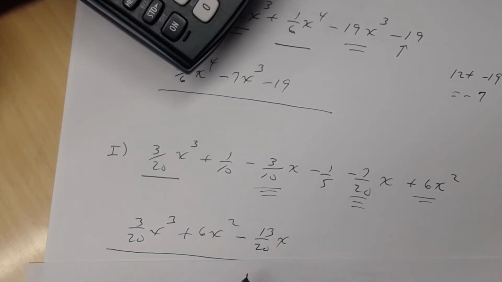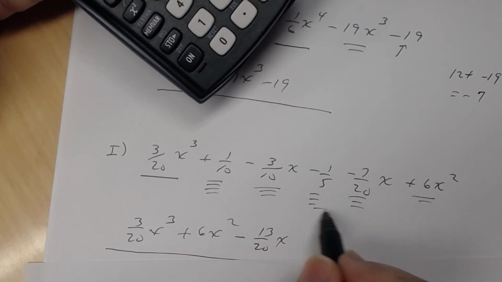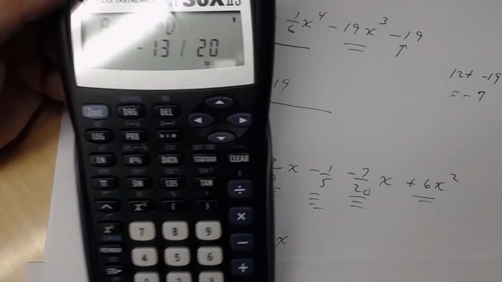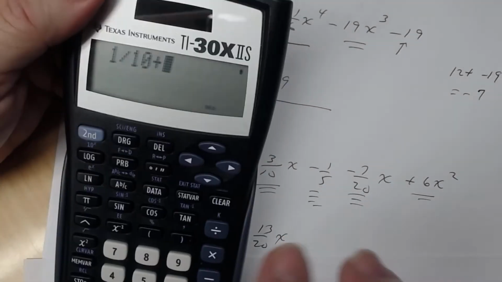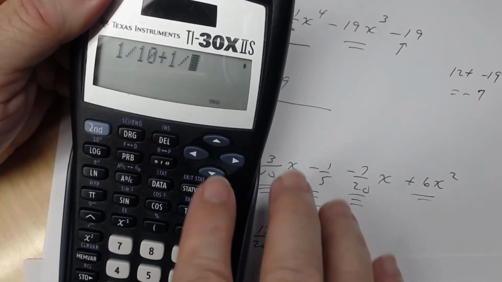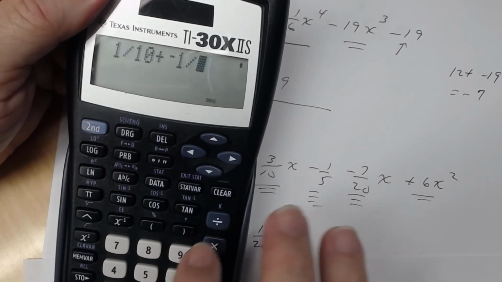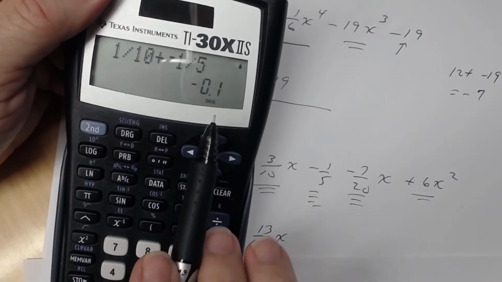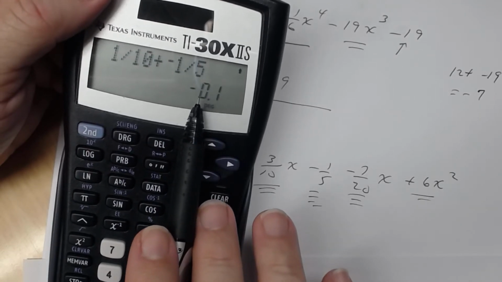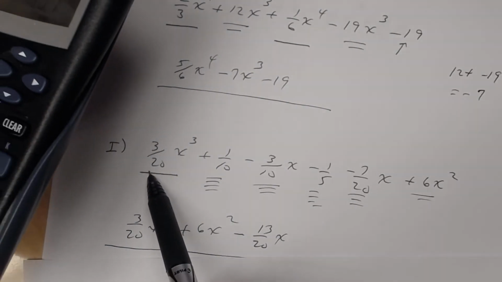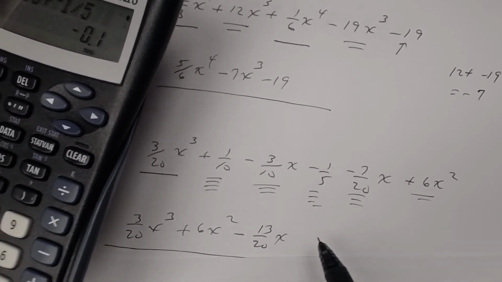All right, and then your constants, 1/10 and a negative 1/5. Those are your constants. So you say 1 divided by 10 plus, and then that is a negative 1 divided by 5. Oops, I forgot the negative. So negative 1 divided by 5, press equal, and you get this decimal. So don't write it as negative 0.1, because remember, if the coefficients were fractions, you want your answer listed as fractions. So don't put a decimal here.